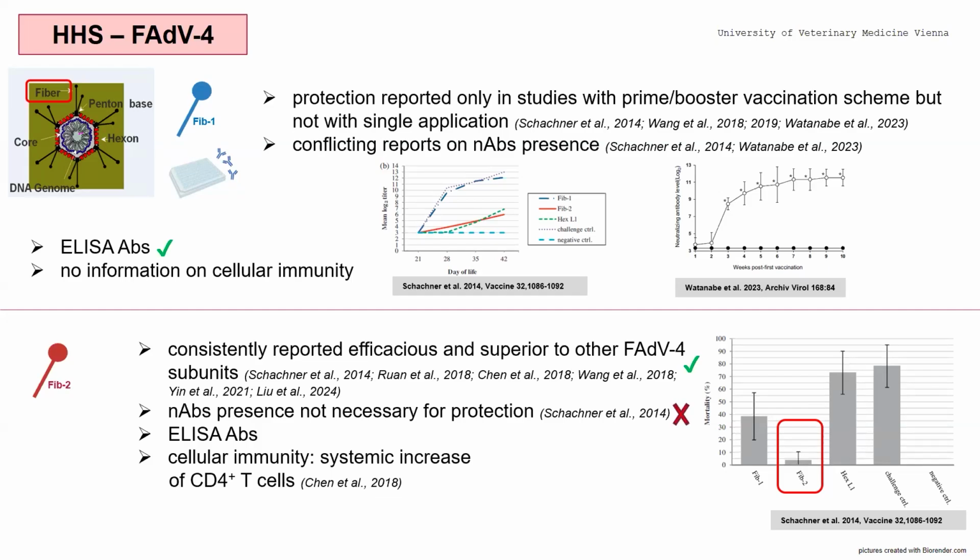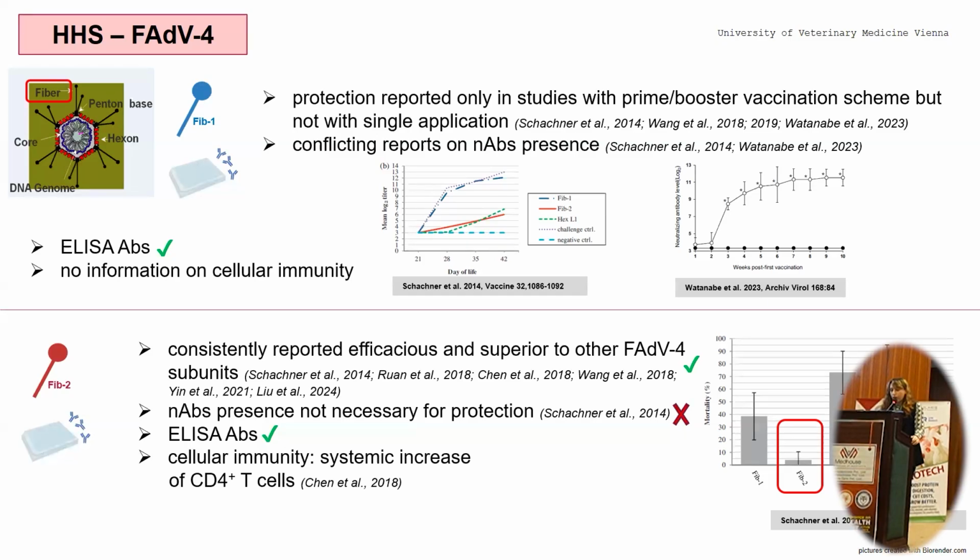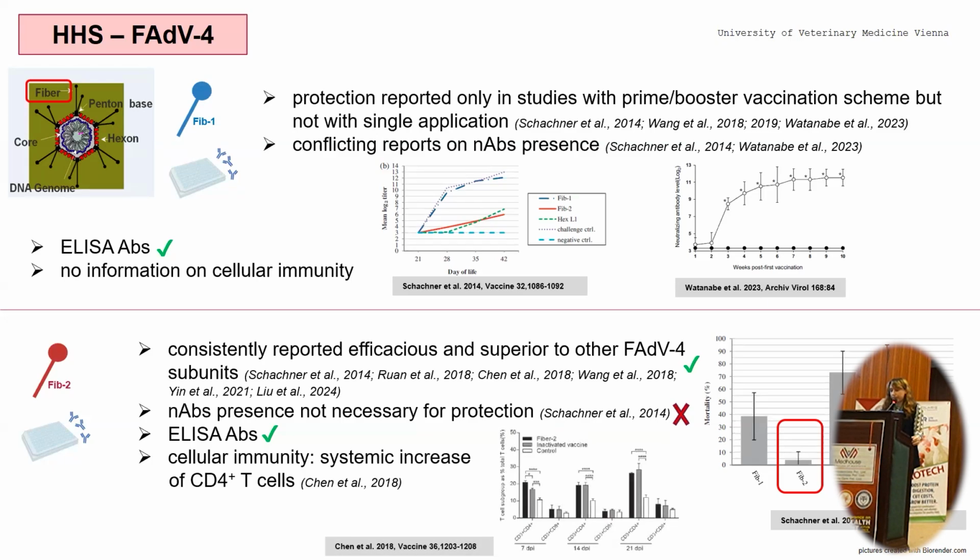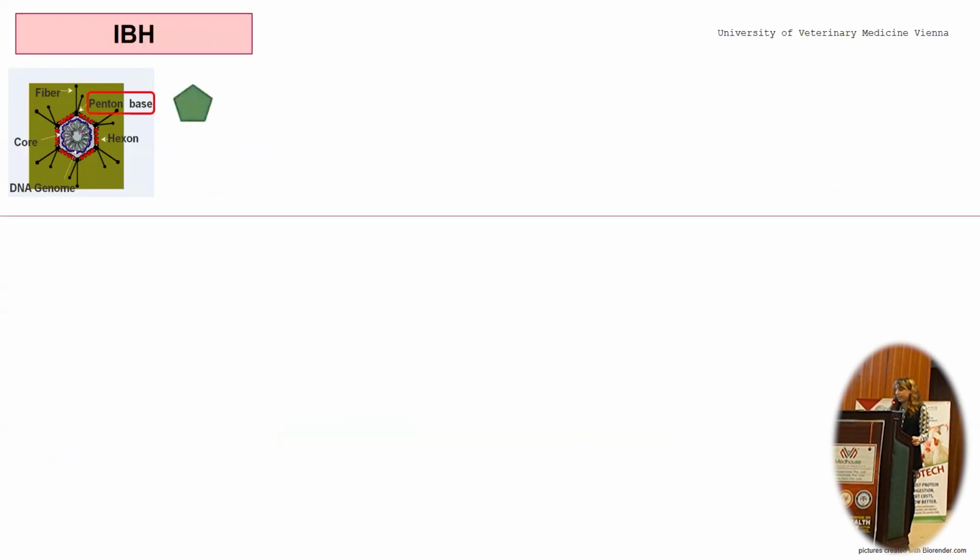It is very interesting to me that here we have protection, but we did not have the development of neutralizing antibodies, although we do see antibodies on the ELISA. Later on, many studies have focused on fiber 2. It's consistently good, and somebody even checked the cellular immunity, Chen in 2018, and they saw a systemic increase of CD4 T cells after vaccination.